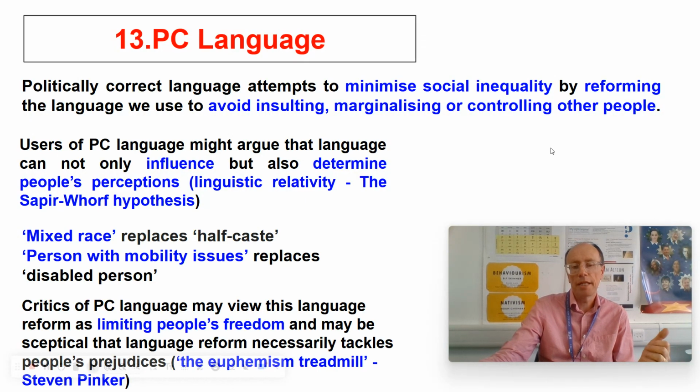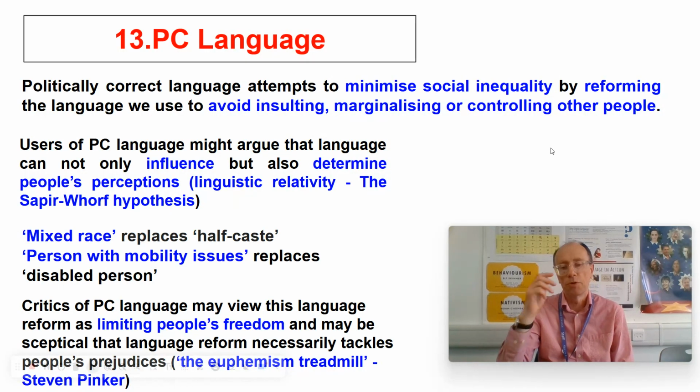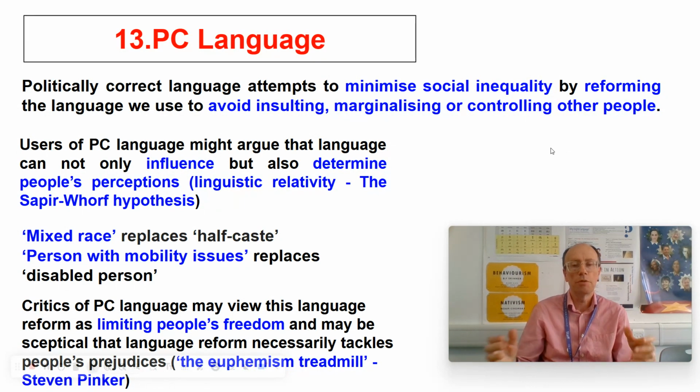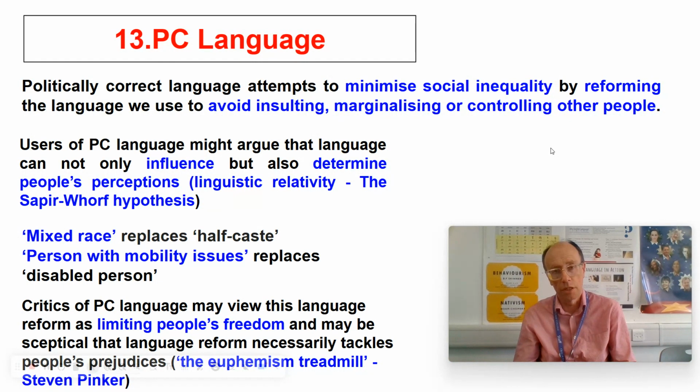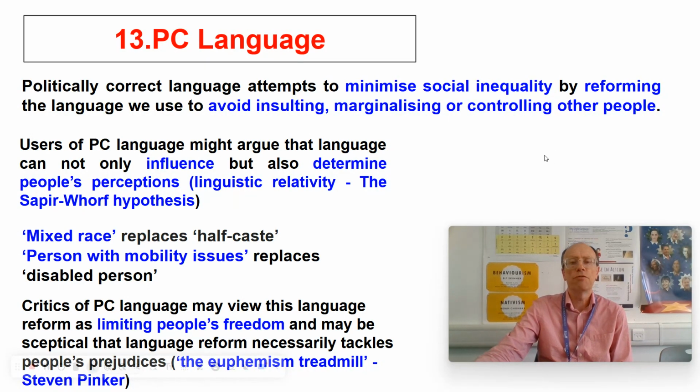And of course there are many, many critics of PC language. Some might argue that this is actually limiting people's freedom and therefore is to be avoided. Other people are kind of sceptical that simply by changing the names for things, are you actually tackling people's prejudices? And Steven Pinker always has something wise to say. He calls it the euphemism treadmill, when what happens is that you change the name for something and all that happens is that that new name you've started using starts to get tainted with the old prejudices. The euphemism treadmill by Steven Pinker.